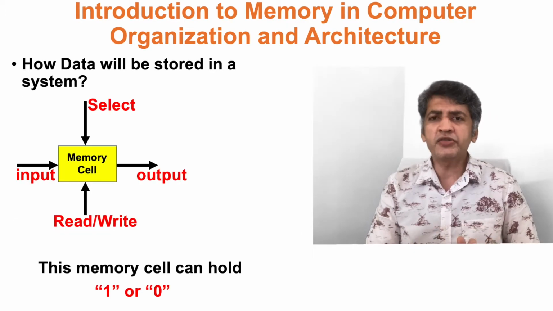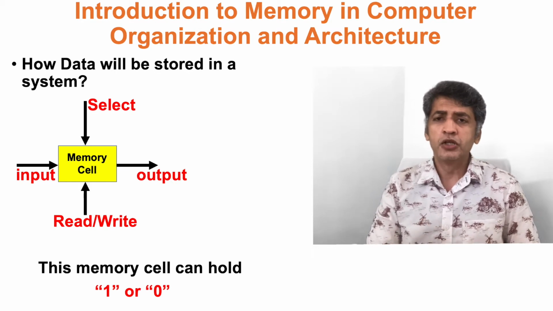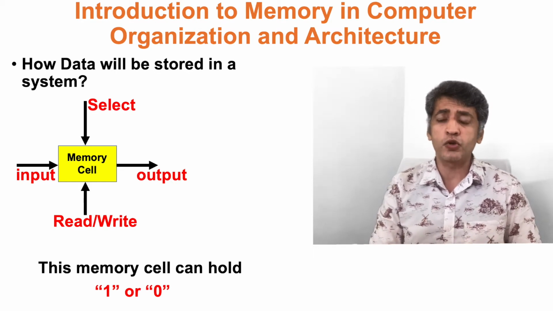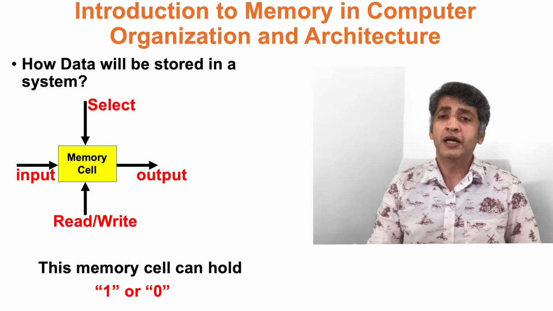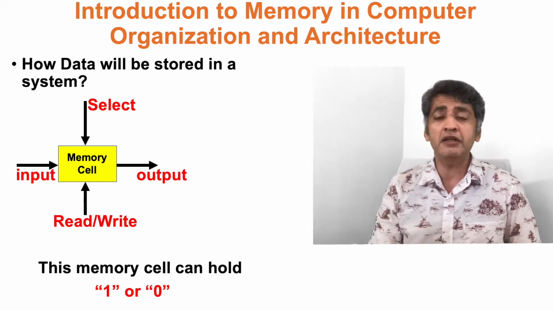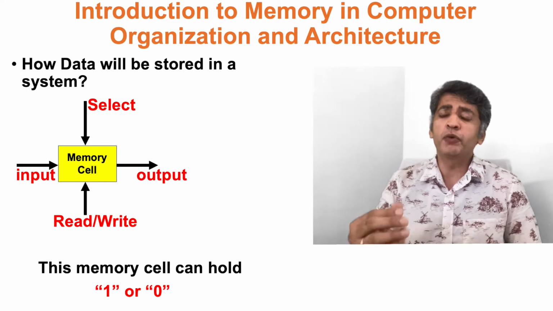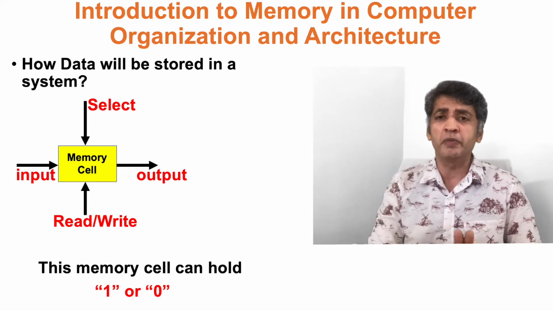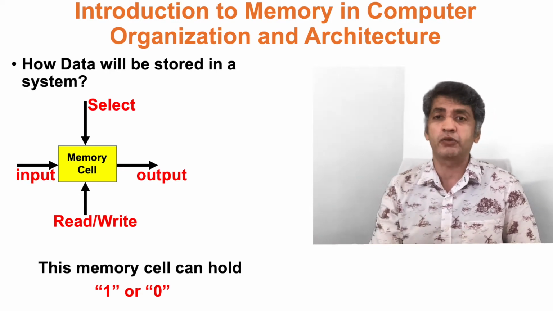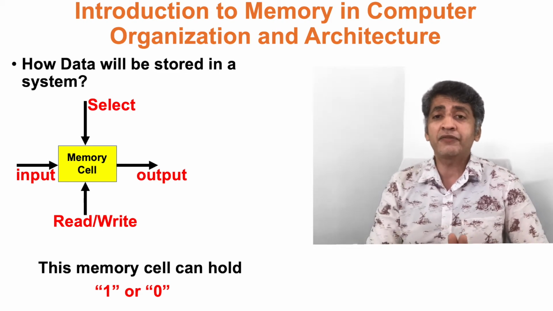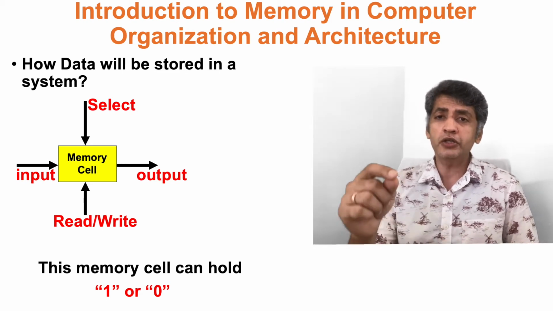On the screen you can see one particular memory cell, which has 4 functional points. One is a select point, another is a read or write point, another is an input point, and another is an output point. If you want to store anything in a particular memory cell, you need to select that memory cell. For that, the select functional point is used. You need to select the memory cell.